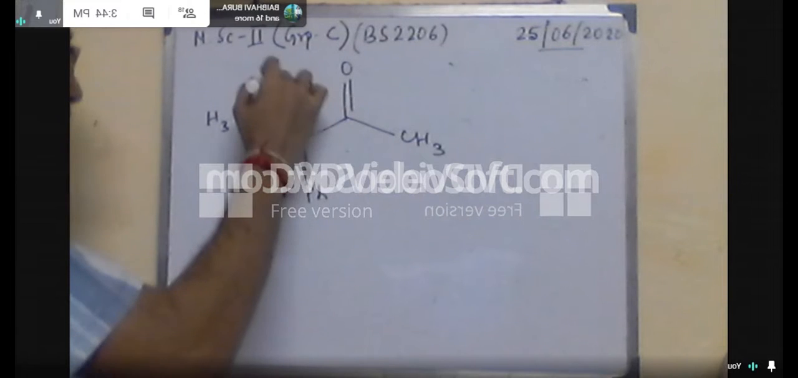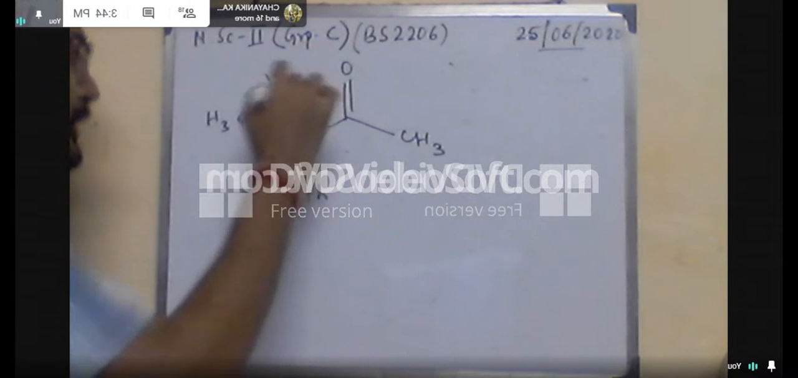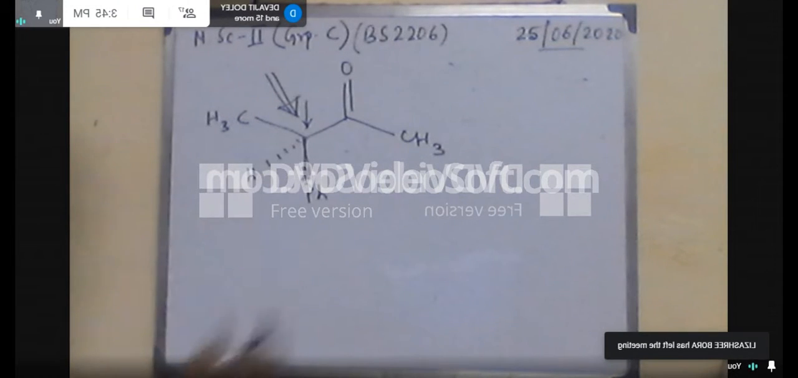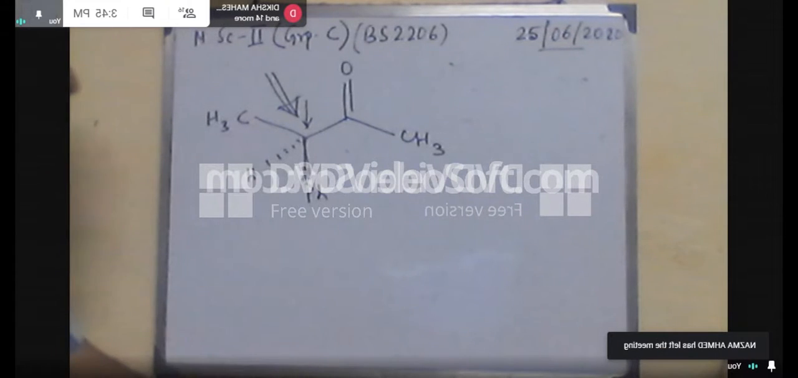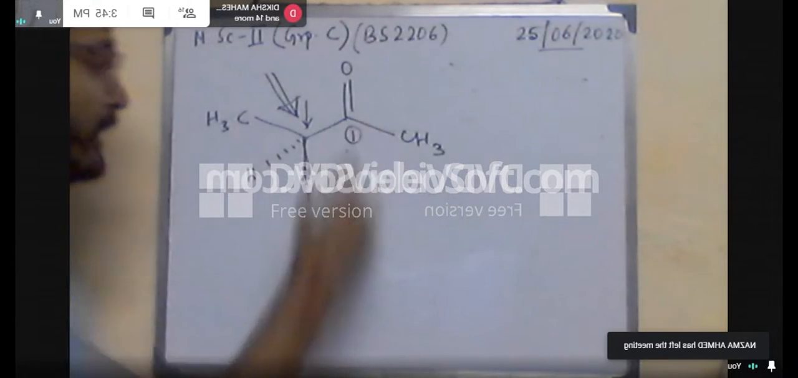So the fourth group is in the backward position, means we will apply the 4b plus rule. We know 4b plus, this is the convention. And similarly the rotation of the rest of the 3 groups is 1, 2, 3, that means the clockwise rotation.